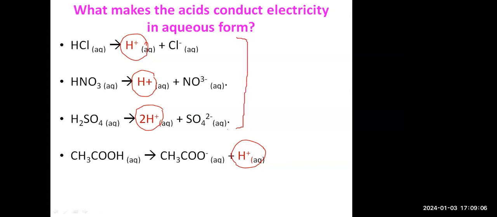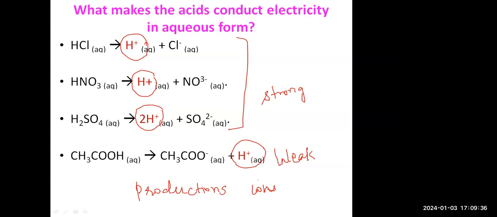Whether they are strong acids like HCl, HNO3, H2SO4, or a weak acid like acetic acid, they all will conduct electricity. So if you have a question that what makes the aqueous solution of acid conduct electricity, the answer is the production of ions. Because the ions get produced here, they conduct electricity.